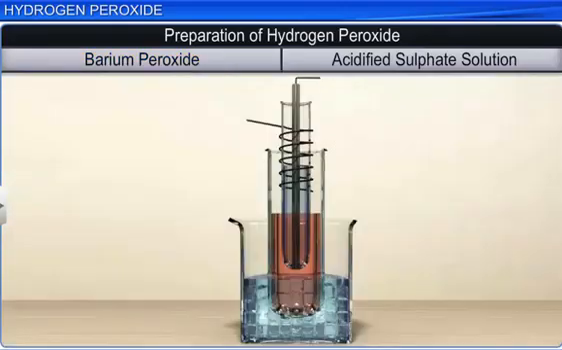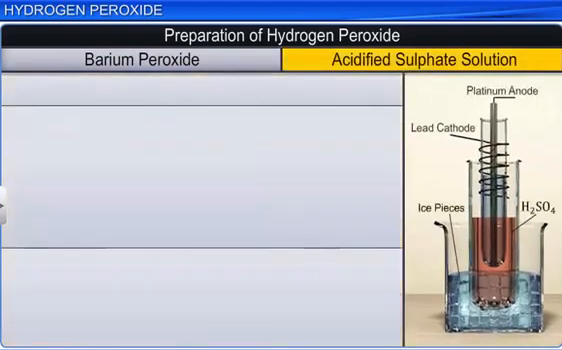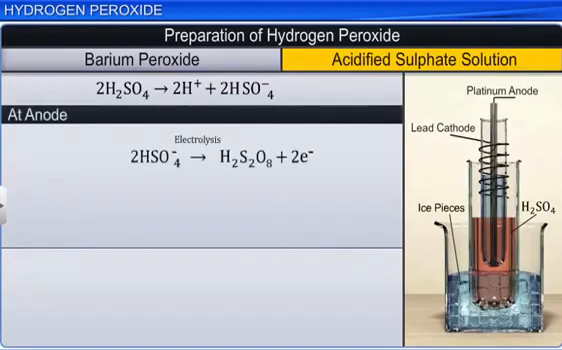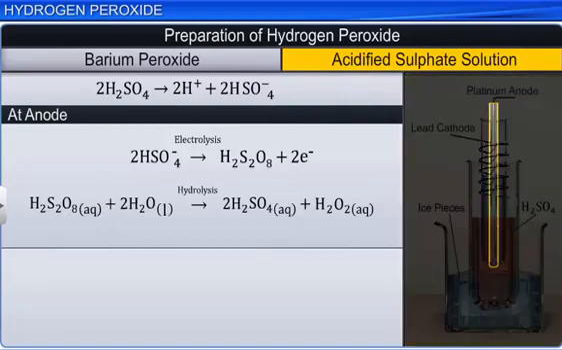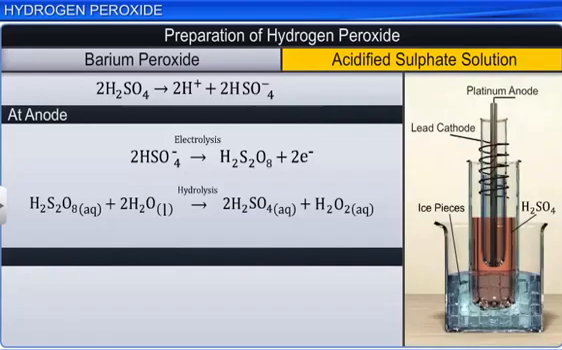You can also obtain hydrogen peroxide from 50% sulfuric acid solution. The solution is subjected to electrolytic oxidation to yield peroxide disulfuric acid. The peroxide disulfuric acid formed undergoes hydrolysis to form hydrogen peroxide. During electrolysis, hydrogen peroxide is formed at the anode. Peroxide disulfuric acid is formed as a byproduct at the anode. Hydrogen gas is evolved at the cathode.